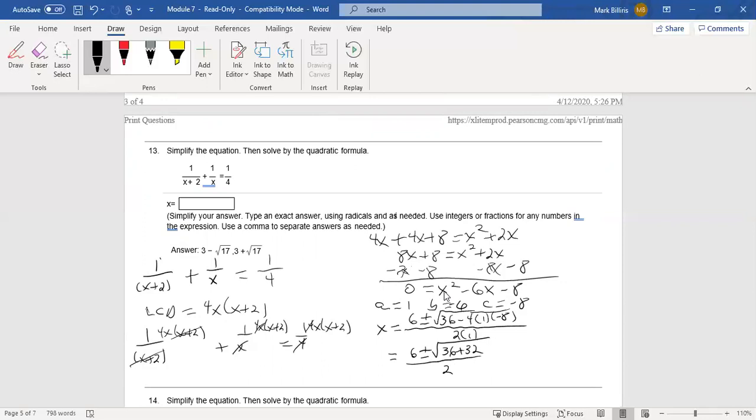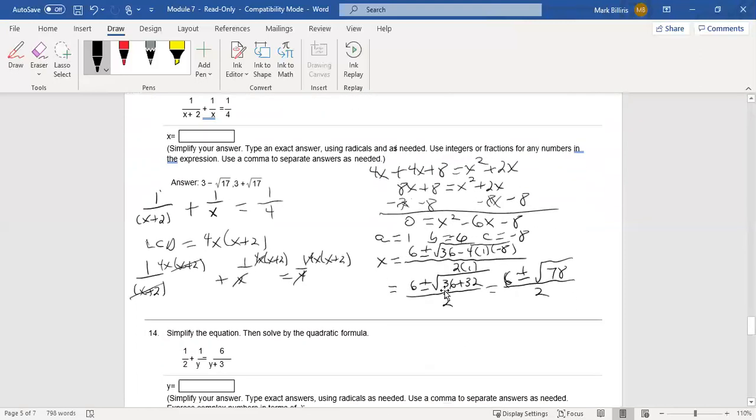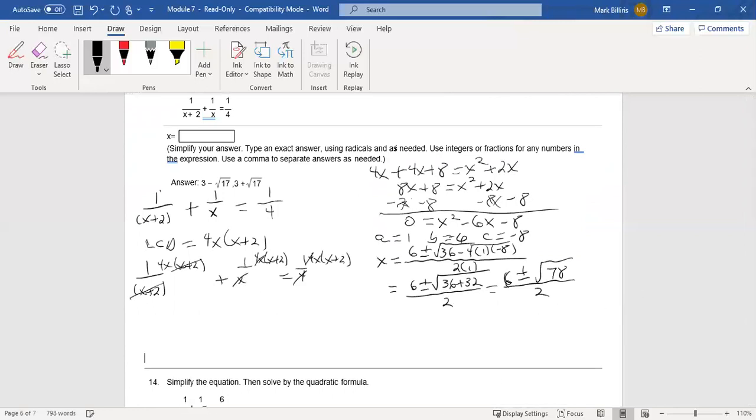So now we combine like terms. And this gives us 6 plus or minus the square root of 78 all over 2. So keep in mind, whenever we come to this step, we may need to simplify further.